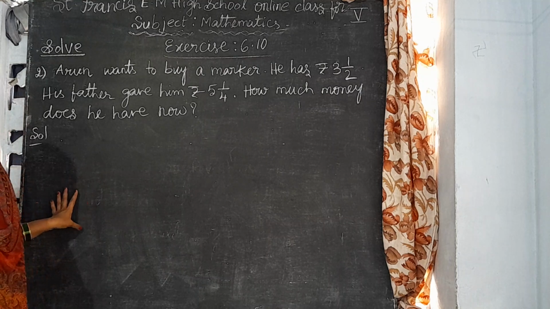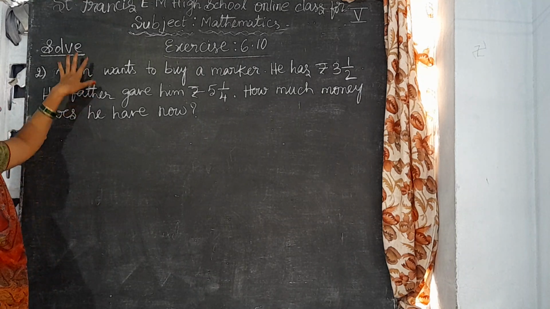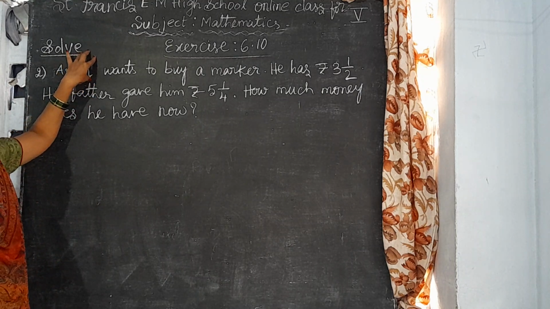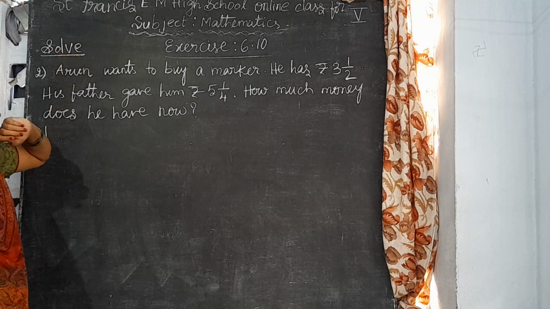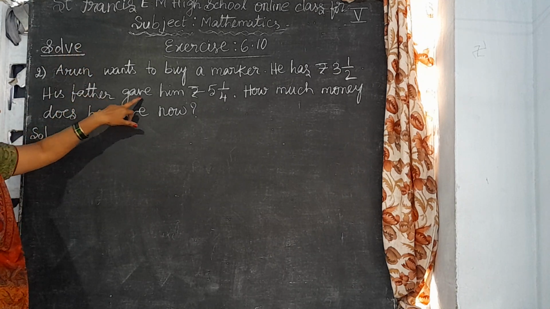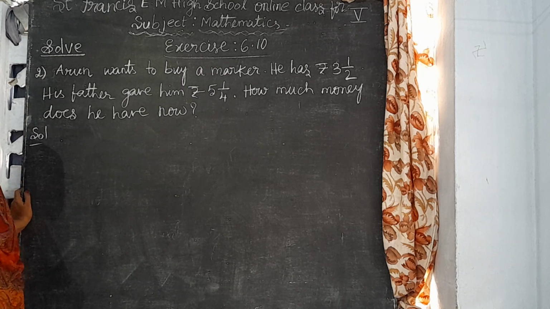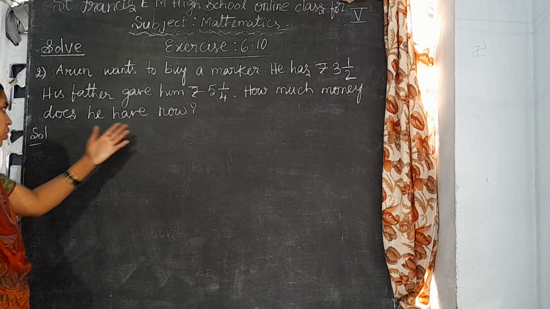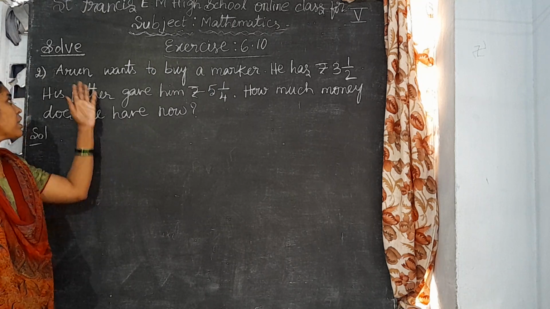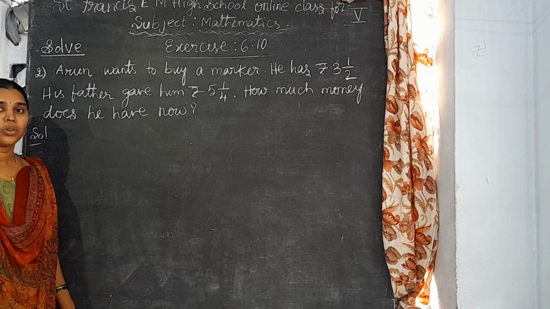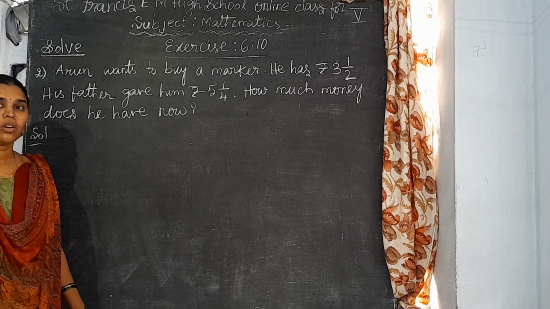What is given? Some amount Arun has. How much? Rupees 3 1 by 2. Right? And his father gave how much amount? 5 1 by 4 rupees. What do you want to find out here? How much money does Arun have now? You want to find it. Okay?